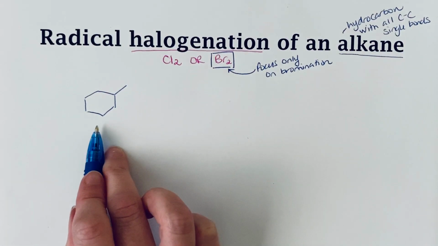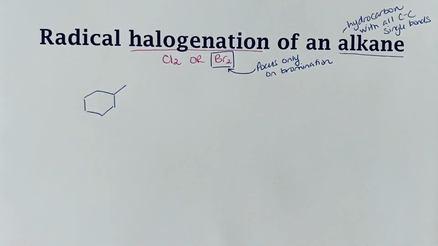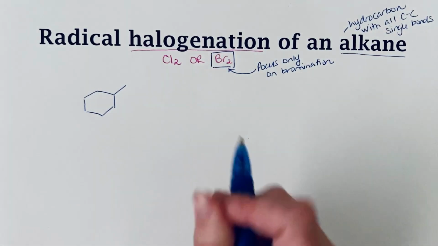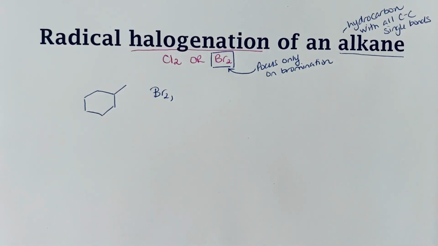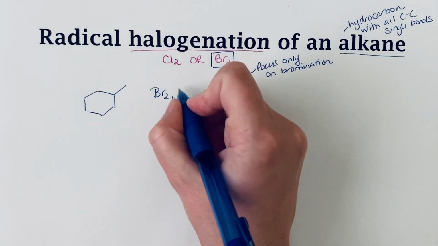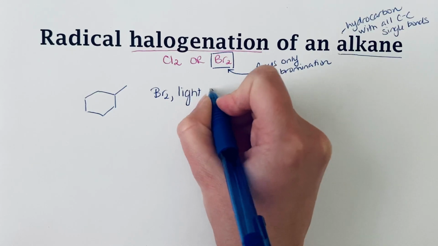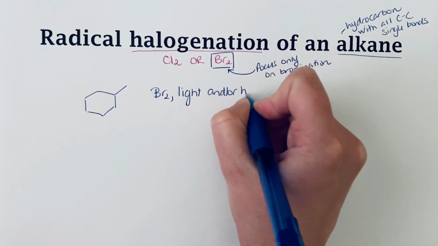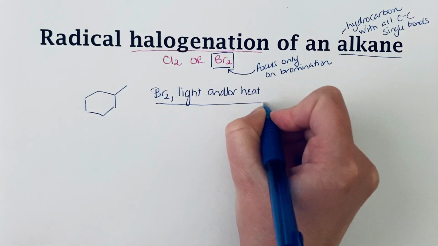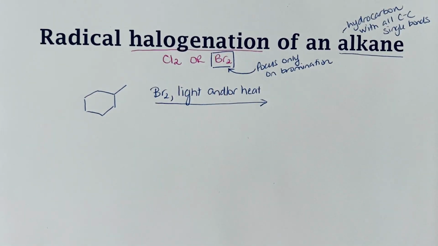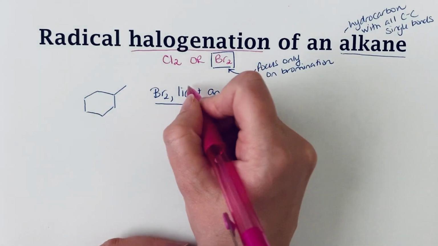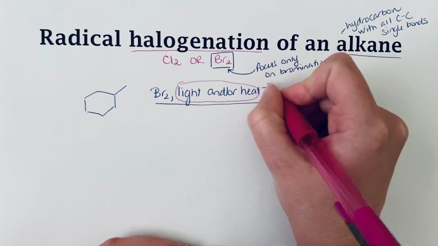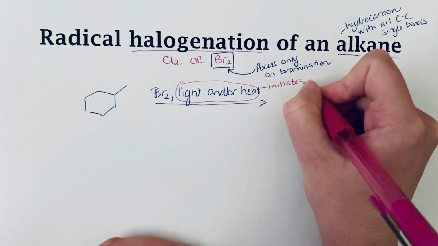So with this methylcyclohexane, I want to introduce a bromine via this radical halogenation. We're going to use molecular bromine. And to get the radical reaction initiated, we need either light or heat. I'm actually going to say light and/or heat, because sometimes you will see them both used together. You won't be responsible for distinguishing when you use light and when you use heat. Just recognize that if you see either of those conditions with bromine, this is the type of reaction occurring. This is to initiate the radical reaction.